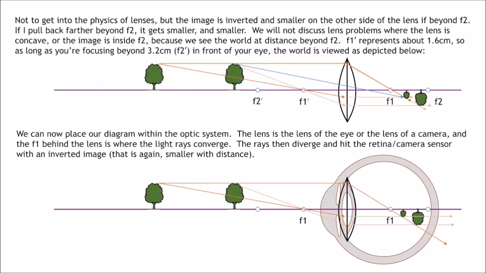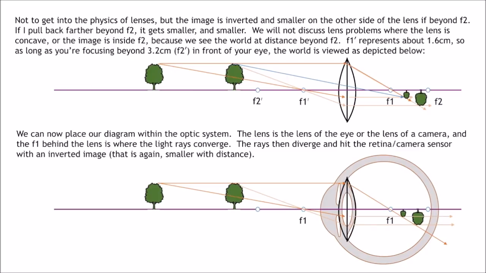So you can see our two point sources coming off this. Let's say up here in this diagram, this is our tree, and the top of the tree is going to be focused to the back of our retina. The other ray from that same source travels through f1 prime, and then travels through the lens, equally converging to create an image in the back of our retina. So again, if you move the object further out, which is what we're depicting with the second tree, you can see that the object gets smaller and smaller within what is projected to the back of the retina.